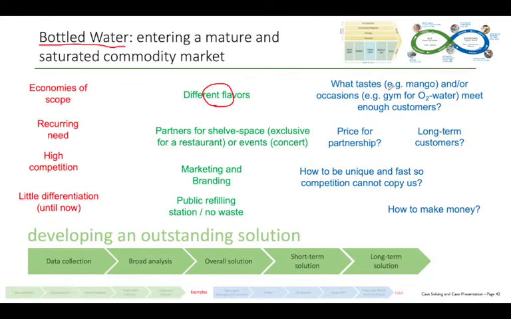If we offer 10 different flavors, which customer segments are interested in those flavors? And how can we make sure that we are not entering niche markets without a big enough customer base to pay off for the additional expenses that we have? So we could partner for a shelf space, which basically means we are the exclusive water supplier for a restaurant or for an event or concert. Short term, there is always a price for such partnerships, what is in it for each party.